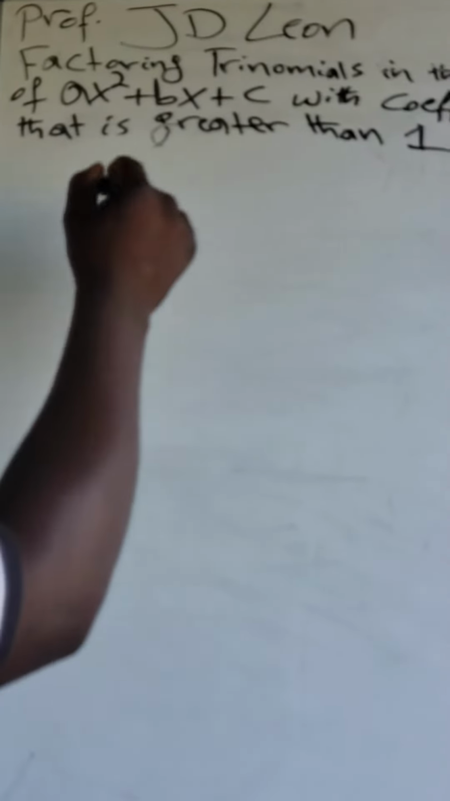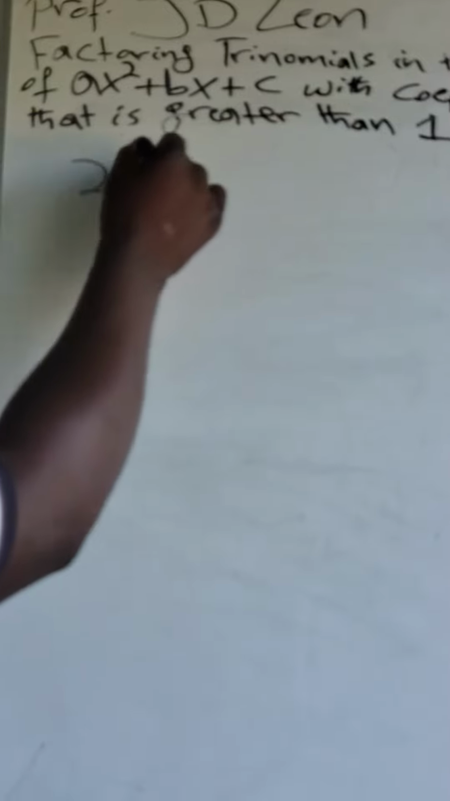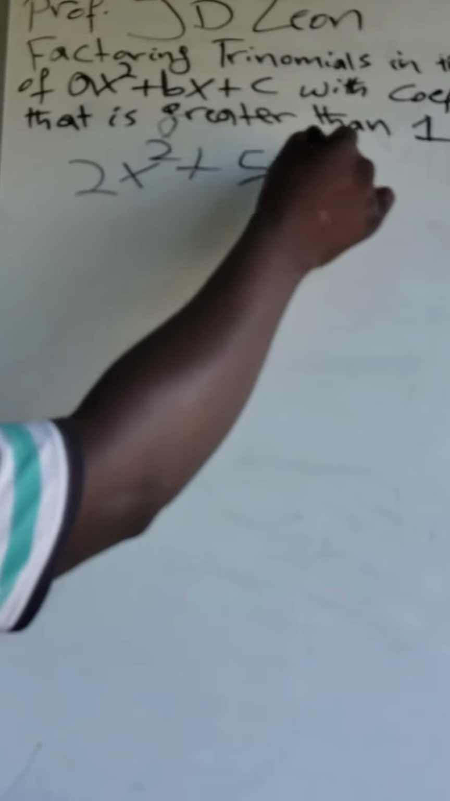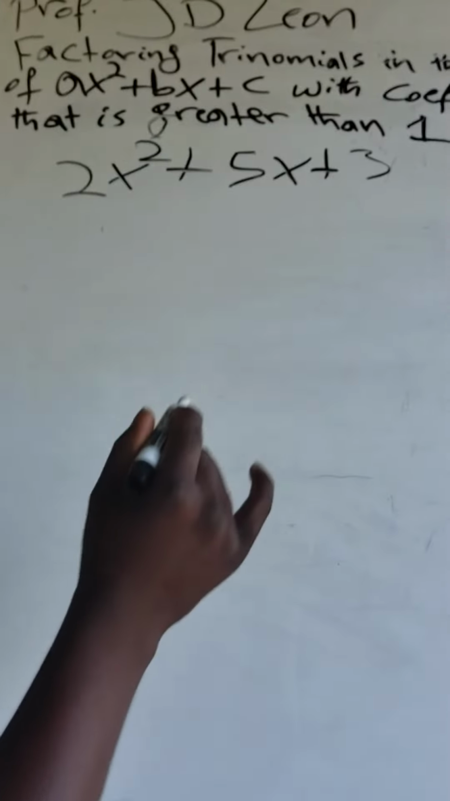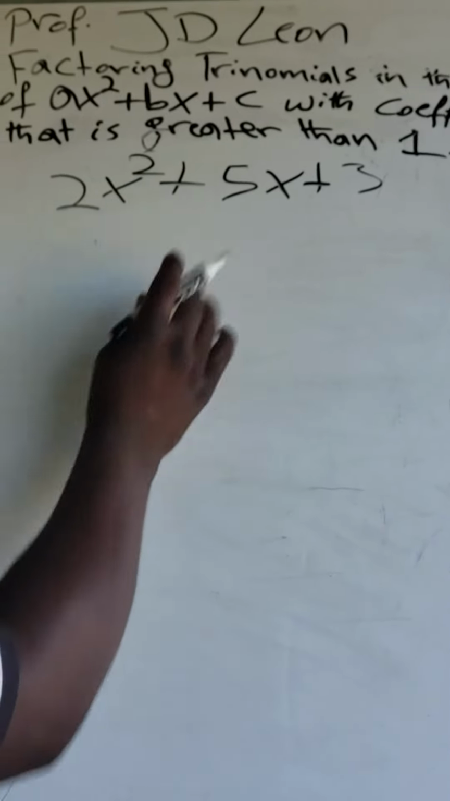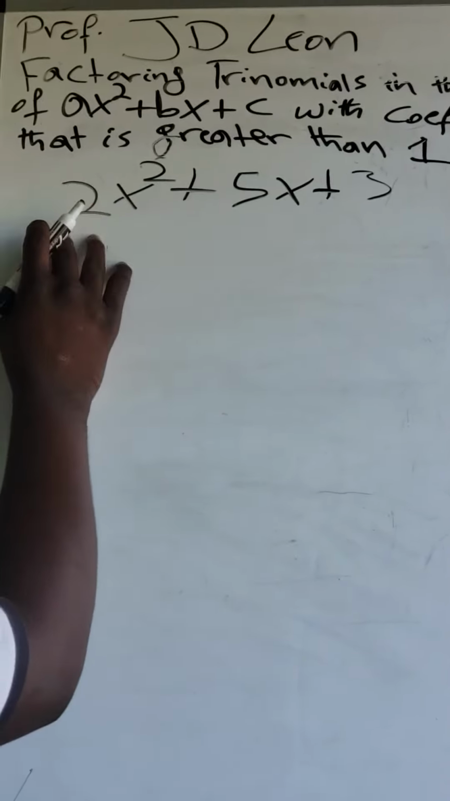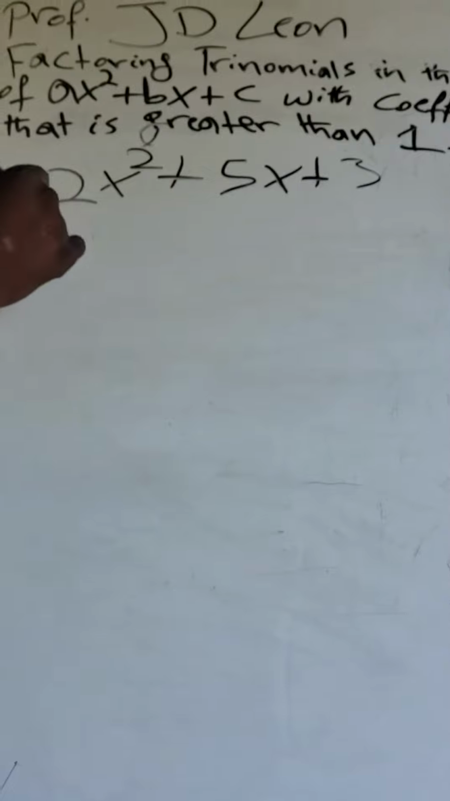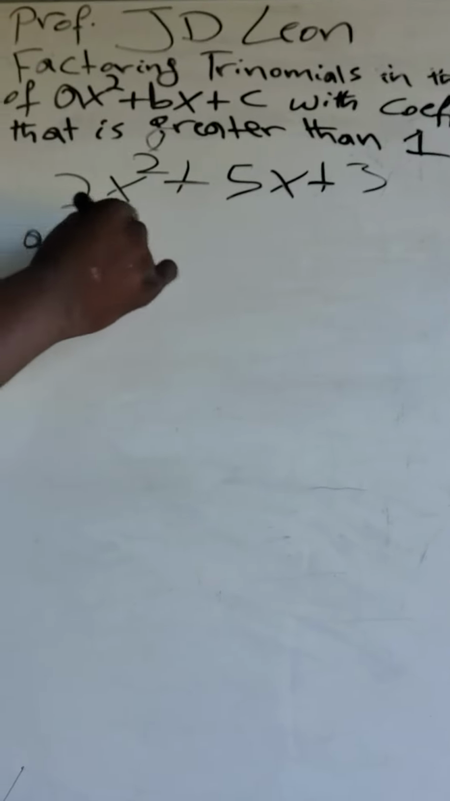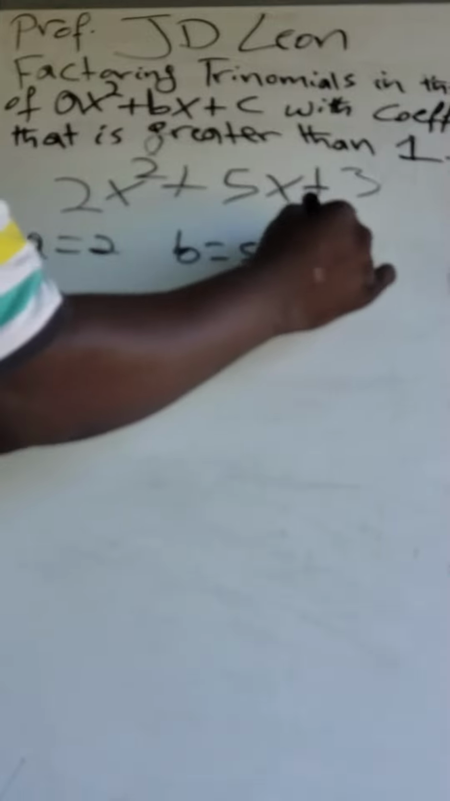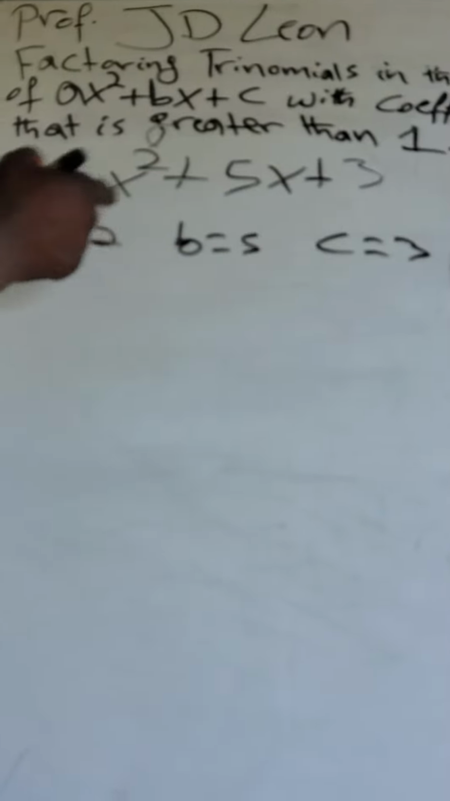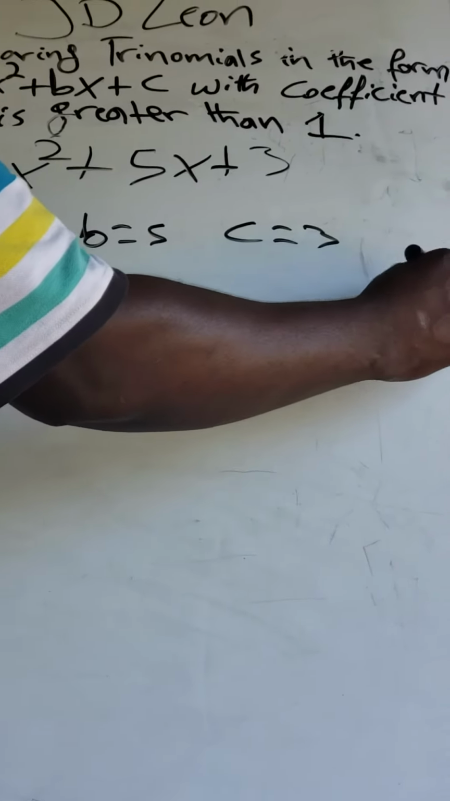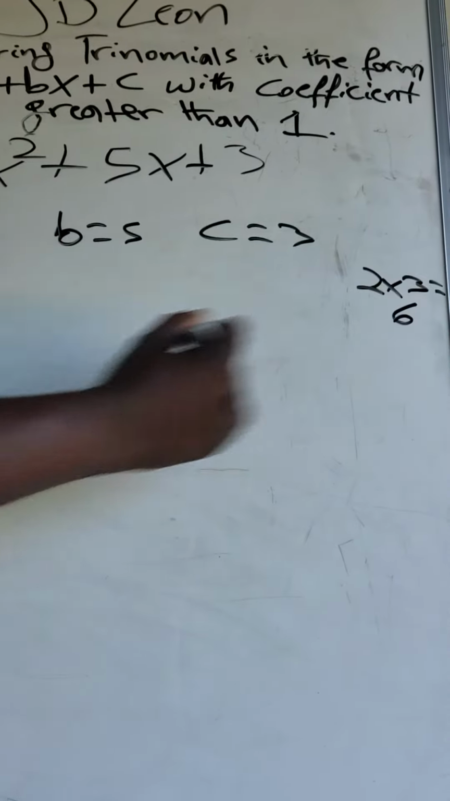So if we use 2x squared plus 5x plus 3, for example, then obviously we're going to multiply 2 by the 3, okay? Well, first of all, we can identify first, because that's how you learned it. Your A is 2, your B is 5, and your C is 3. So then you multiply the 2 and 3, which gives you 6, okay?